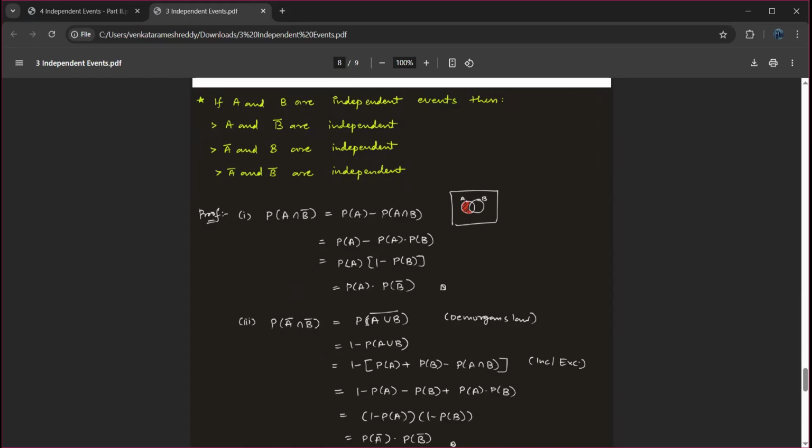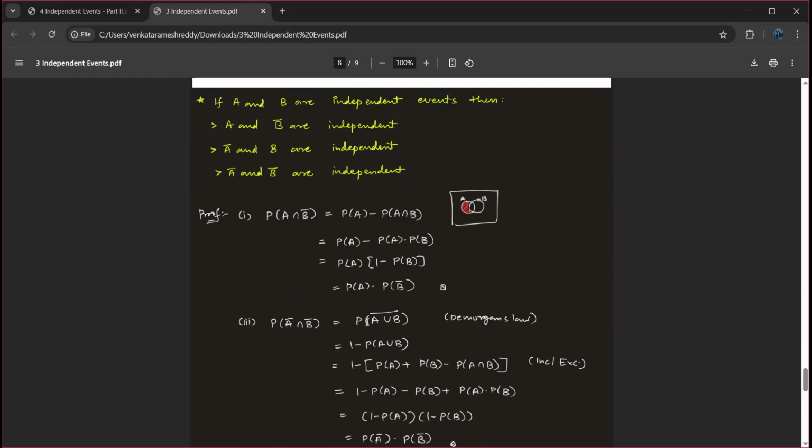Apply this minus for all the events: 1 minus P of A minus P of B plus P of A intersection B. According to independent events, P of A intersection B is P of A into P of B. So that's why I am writing it as P of A into P of B. From this I am writing (1 minus P of A) into (1 minus P of B).